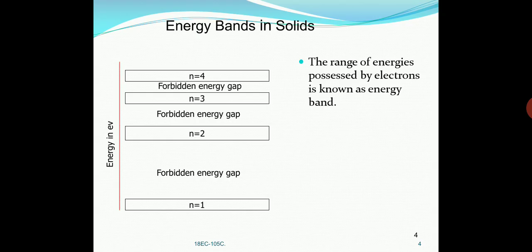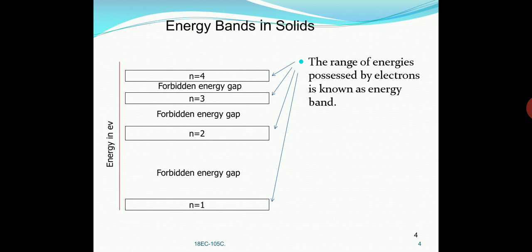Now let us see the energy bands in the solids. Here it is. So this is the first orbit, and there is a forbidden gap. Another band of energy level, that is n equal to 2, and you can see some forbidden gap likewise. The range of the energies possessed by the electrons is known as the energy band. It's a group of electrons having a particular level of energy. They are clubbed together, and that is called a band.